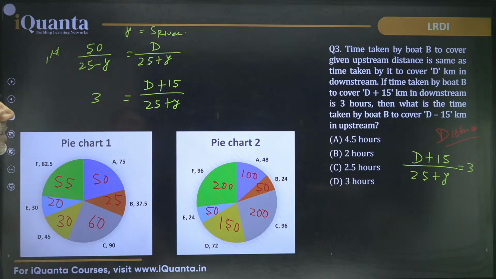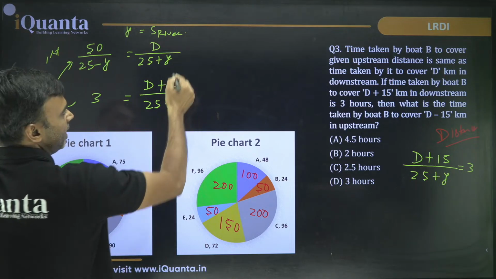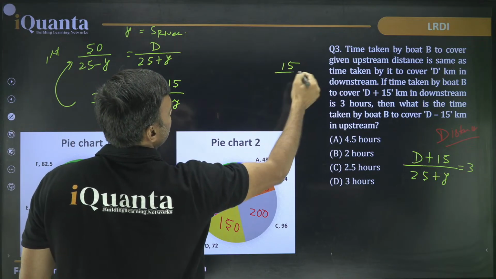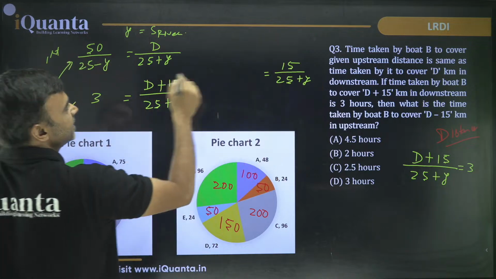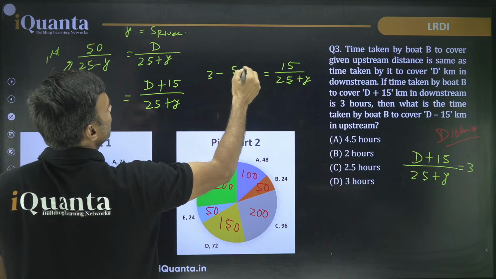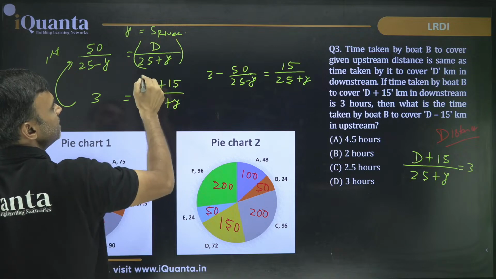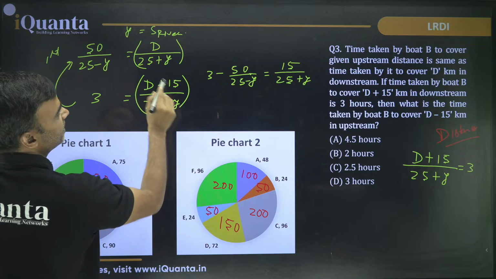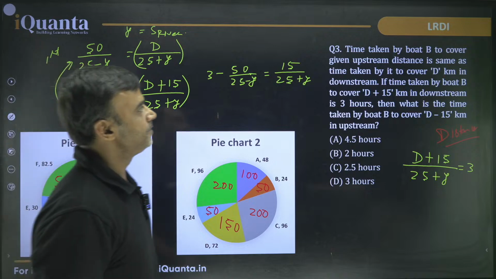Yes, that makes sense. So what happens? We subtract. If we subtract, this right hand side will be D plus 15 minus D, that is 15 upon 25 plus y. And left hand side will be 3 minus this, so 3 minus 50 divided by 25 minus y. Are you with me on this? When you subtract, LCM same, 25 plus y, 25 plus y. Upar D plus 15 minus D, so 15. 3 minus 50 upon 25 minus y. Is that clear?